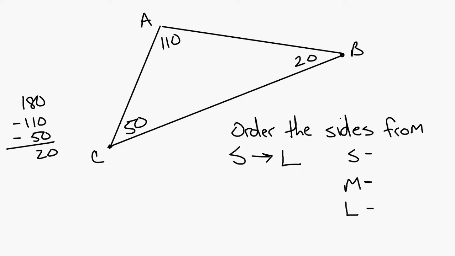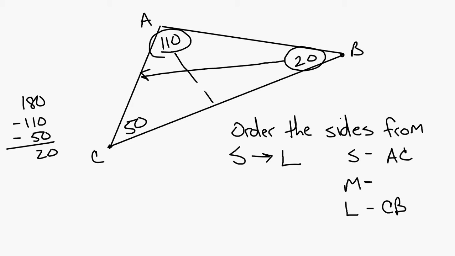Which side is going to be the shortest side? AC. Why? Because it's opposite the smallest angle. So opposite the 20 is your shortest side. The longest side is C to B because it is opposite the largest angle. And then there's only one side left, and it is going to be the medium-length side, and that is AB.